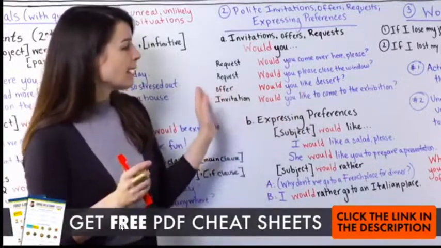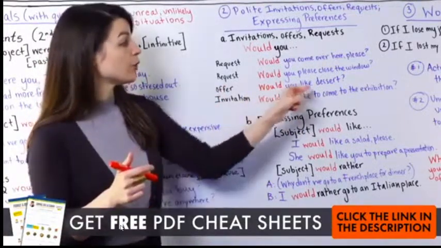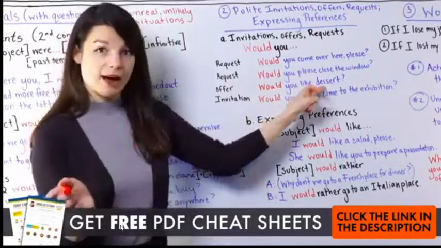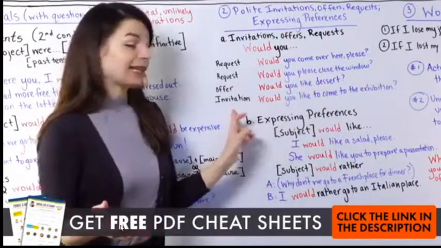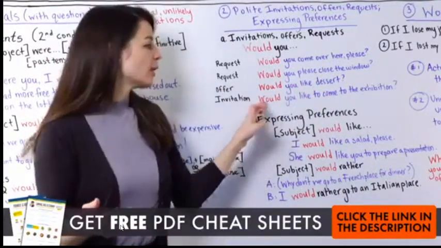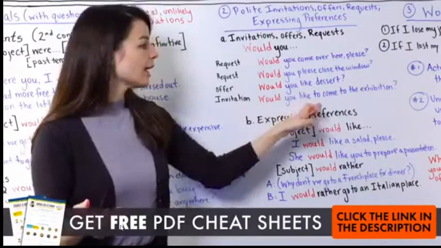So again, making an offer here, we're using would you like noun phrase. Would you like this thing? When we're making this invitation, we're saying would you like infinitive verb. Would you like to come?